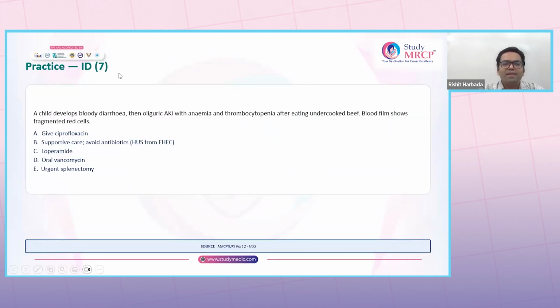So this is a child who is developing bloody diarrhea with oliguria, AKI, anemia, and thrombocytopenia after eating undercooked beef. Blood then shows fragmented red blood cells. The diagnosis here is HUS, that is hemolytic uremic syndrome. Treatment is usually supportive and avoid antibiotics. Most gastroenteritis requires only fluids. If there is bloody diarrhea with no fever, think of EHEC, that is enterohemorrhagic E. coli, HUS. Never give antibiotics or loperamide.